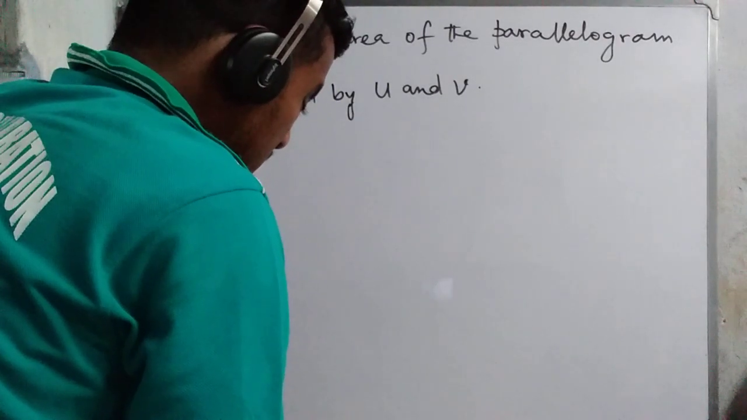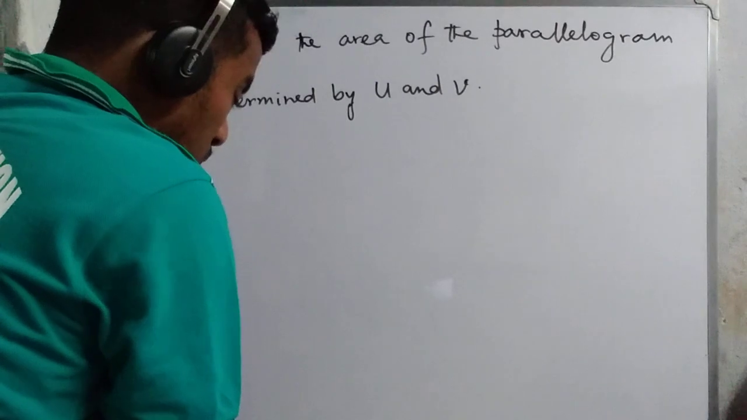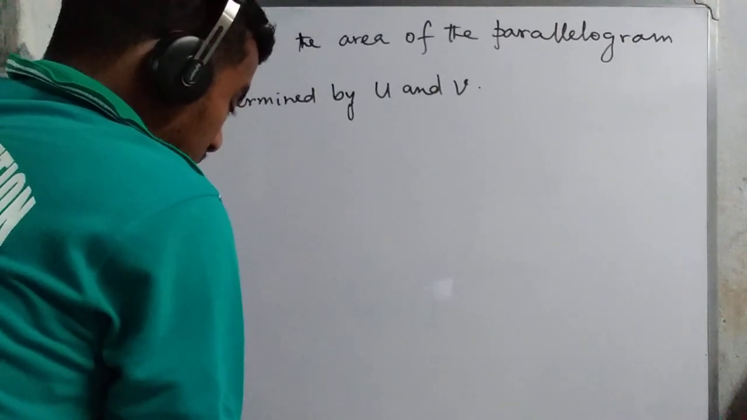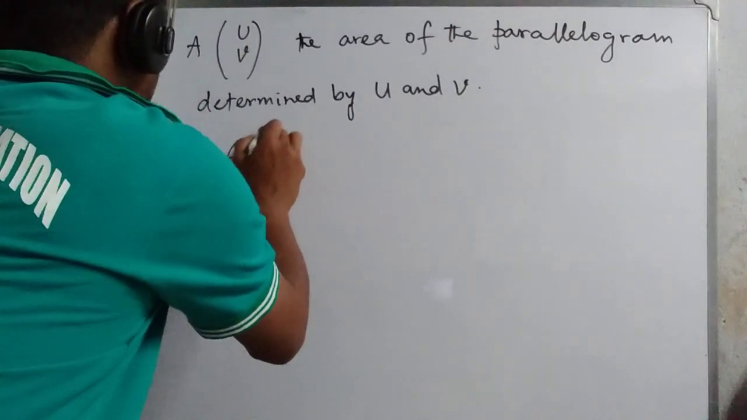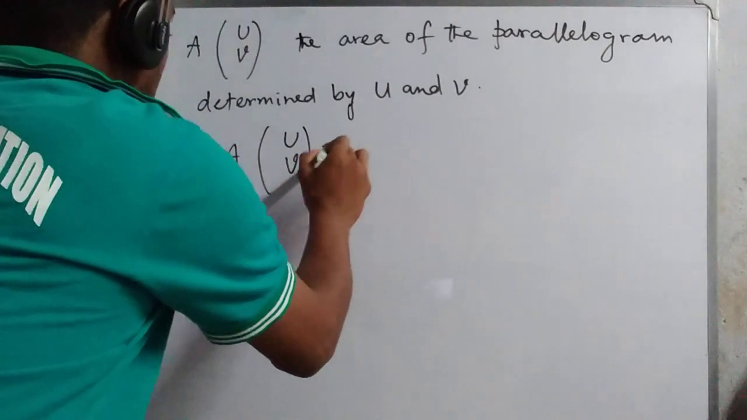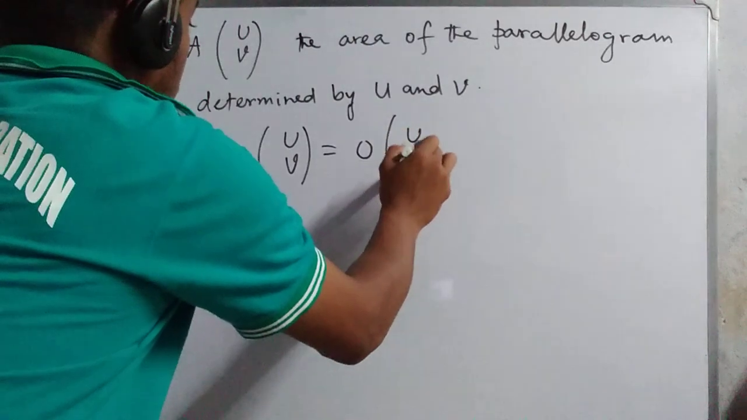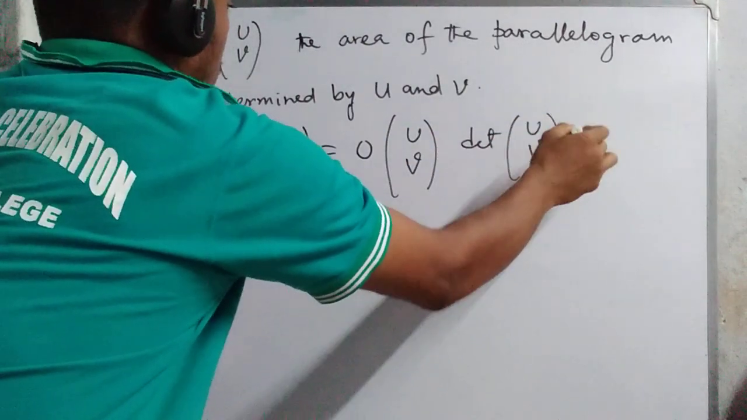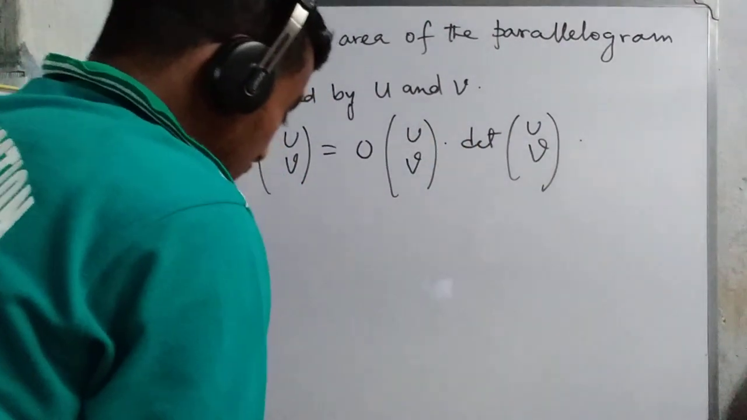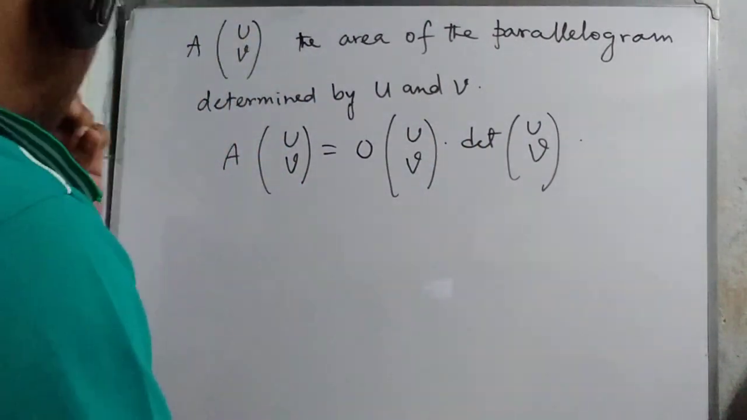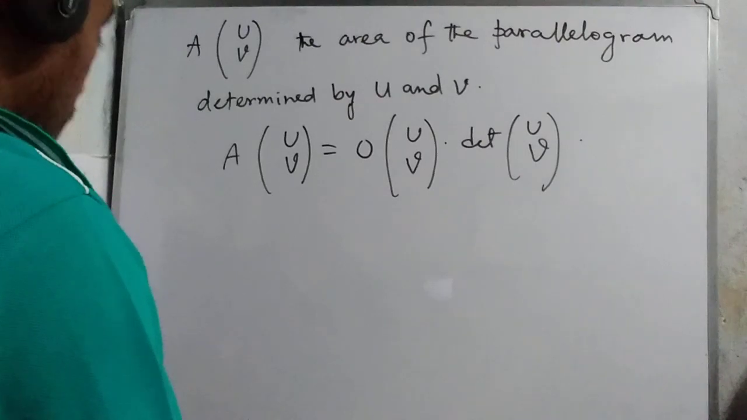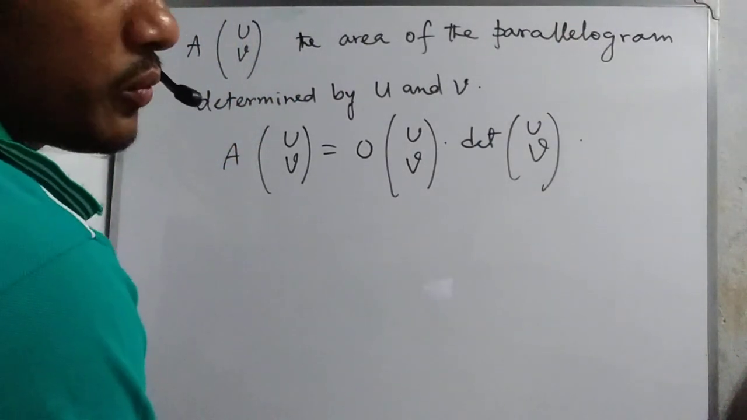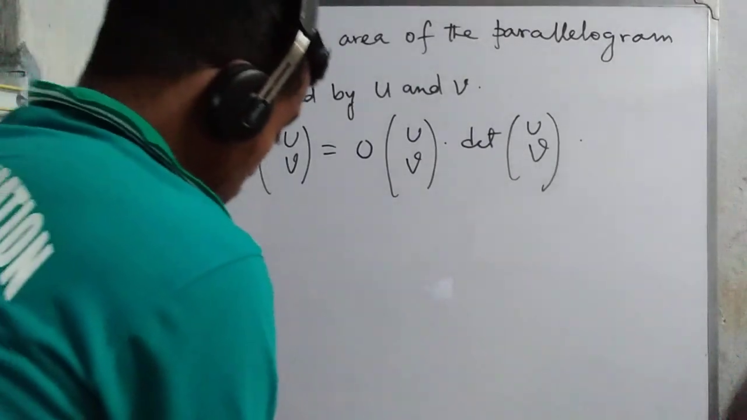That means A(U,V) equal to what? A(U,V) equal to the orientation of (U,V) times the determinant of (U,V). Since the determinant of (U,V) is negative, the area, which can't be negative, we adjust it with the orientation of (U,V).